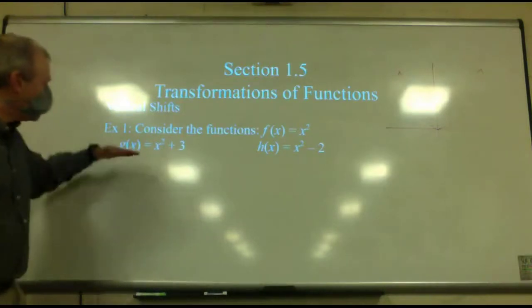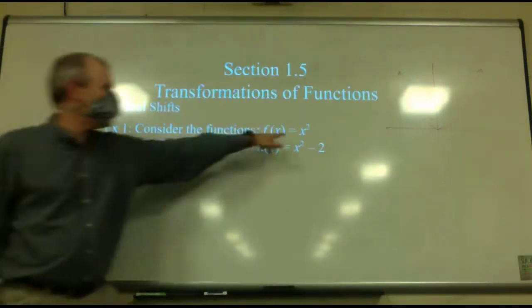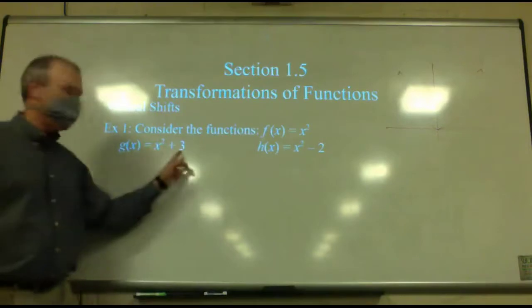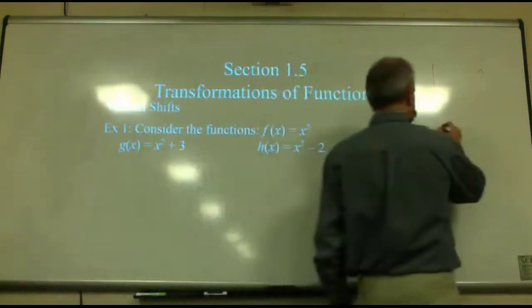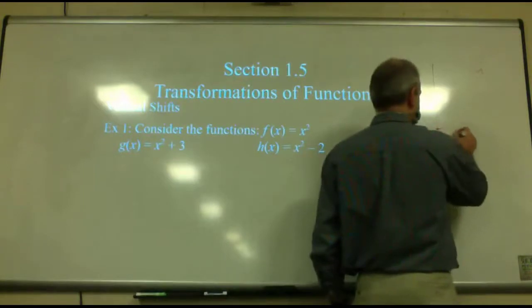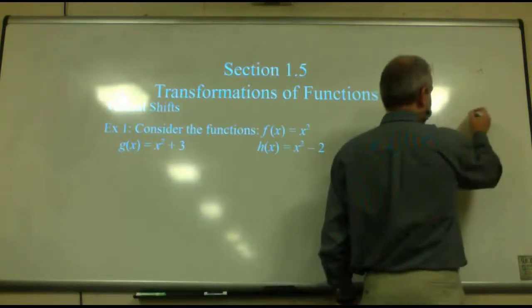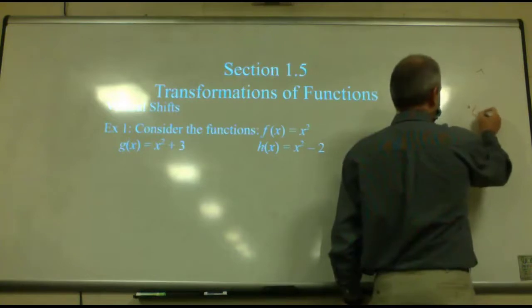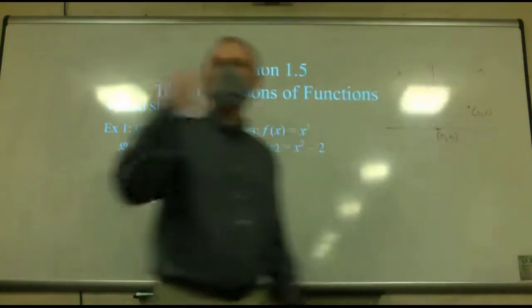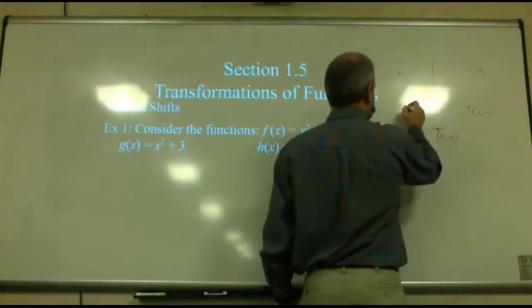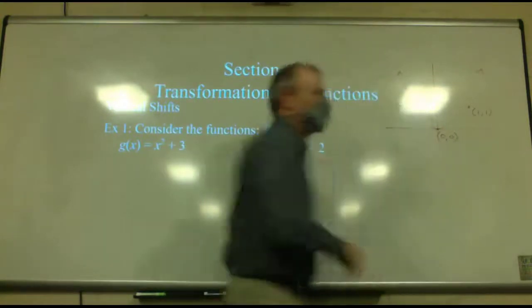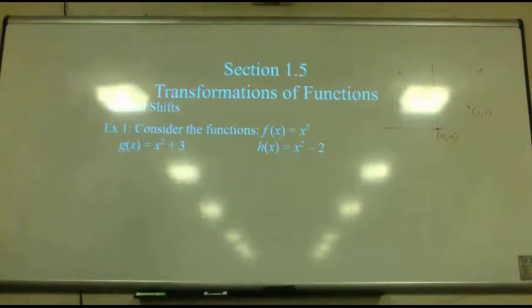So if the g function takes that f function and adds 3 to it, let's think about a couple of points here. This point is 0, 0. So input is 0, output is 0. If the input was 1, the output would be 1, because 1 squared is 1. Over here, if the input was -1, the output would be 1, because -1 times -1 is 1. And you could keep building the points from there.